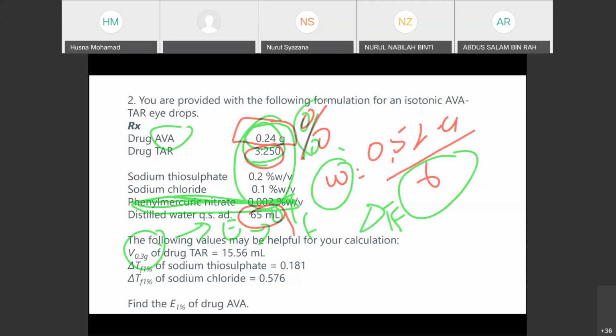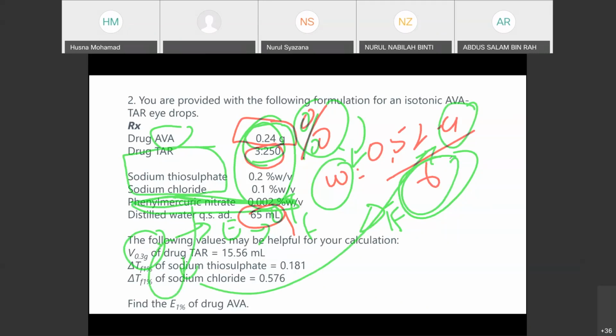So this is another mistake people always make. The W here doesn't refer to gram. It's referring to percentage. And minus the A here, which is all these three items, all these three items multiplied with the delta TF value, to be added over here. Then you finally will get your B value. Your B value again is delta TF. What you have to do is to convert the delta TF into E 1% by dividing with the delta T of your sodium chloride. Okay, so is that clear?